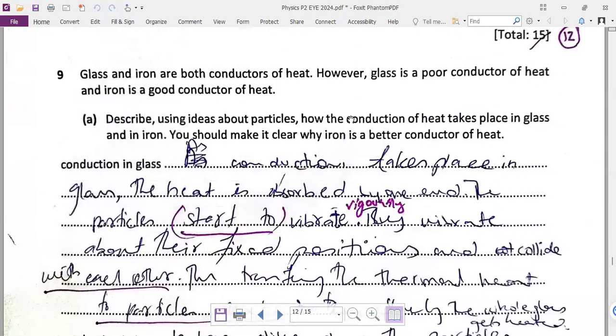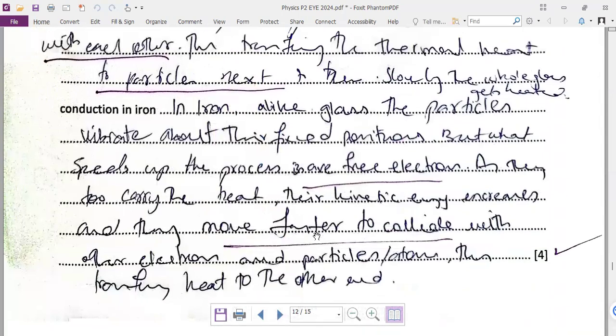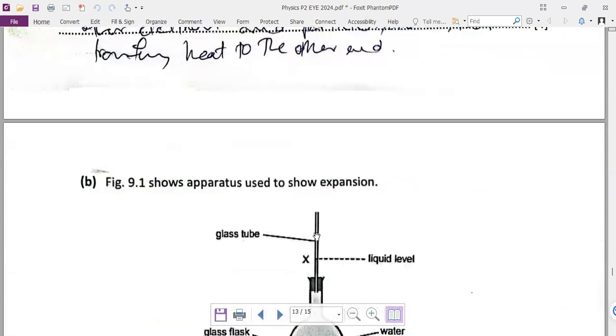Now it is asking how conduction of heat takes place in the glass. The glass will get heat, but it won't transfer its heat all the way to the other end, because the vibrating atoms do not have free electrons to carry their heat. And in metal, in iron, when it gets heat, the vibrating atoms will transfer heat using free electrons to the distant particles. So the iron will get heat throughout, conducted easily due to the free electrons. He has also done the same thing, but in different words.